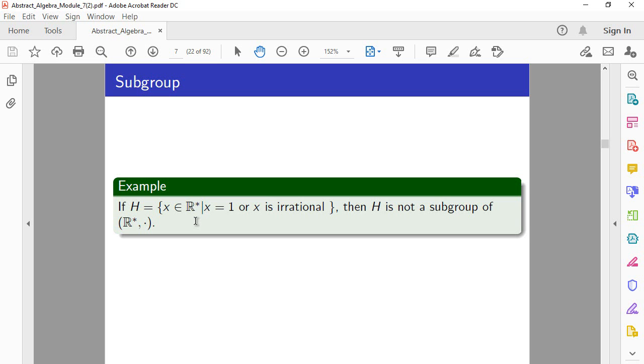Okay, so is H a subgroup of R star? Well, it turns out that it's not. The reason is H is not closed under multiplication. You can see why: root 2 is an irrational number, so root 2 belongs to H, but root 2 times root 2 is 2, which doesn't belong to H. So you see that H is not closed under multiplication, and therefore H is not a subgroup.